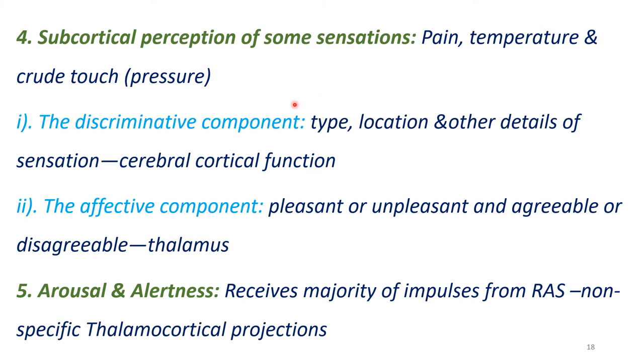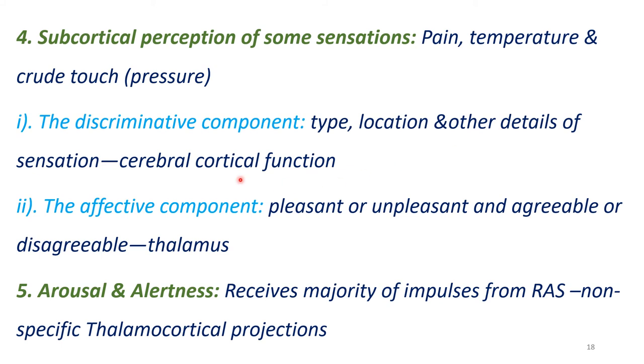We have to understand one thing, that any sensation has two components or two qualities. Any sensation which you perceive, like touch, pain, temperature, has two components. One is the discriminative component and the other is the affective component. The discriminative component, or the quality nature, is the ability to recognize the type of the sensation, the location of the sensation, and other details of the sensation. And this is the function of the cerebral cortex. That is, what type of sensation it is, where you feel it, and what the other accompanying details of the sensation are.